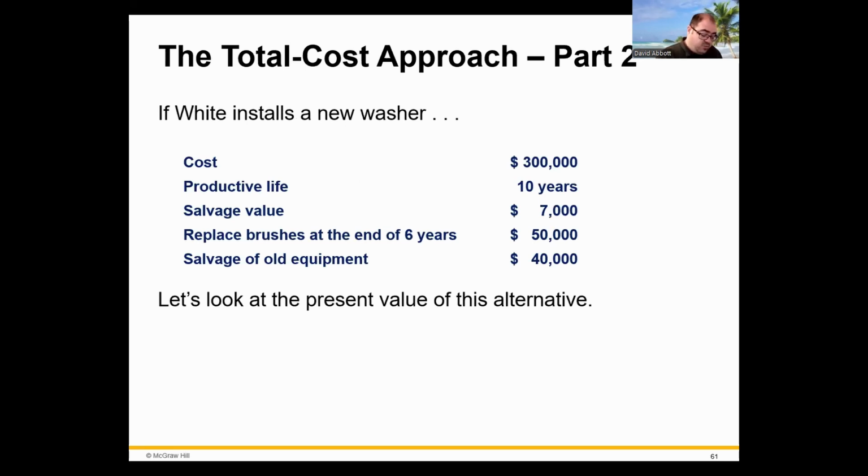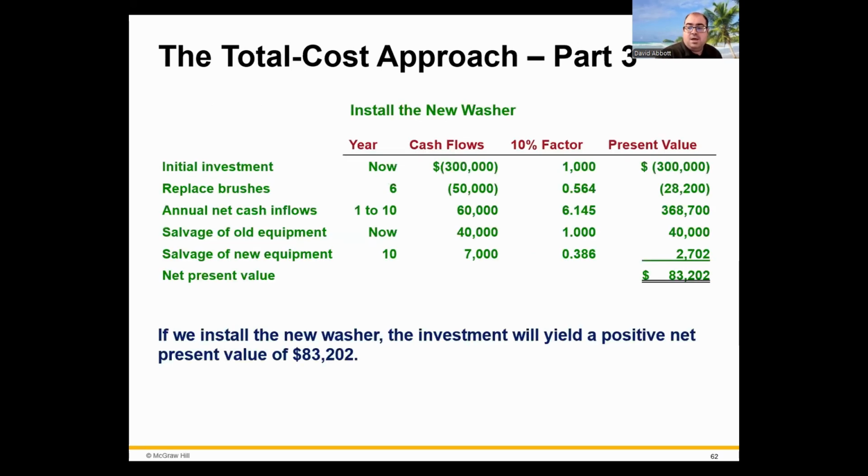In addition, assume the information as shown relates to the installation of a new washer. So if they were going to just put a new washer in there, it would cost 300,000 to do it. It would last for 10 years, with a salvage value of 7,000. They would have to replace the brushes on it at the end of year 6 at a cost of 50,000. And then the salvage value of what's in there currently is 40,000.